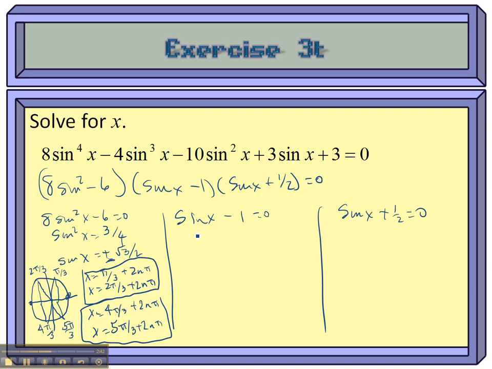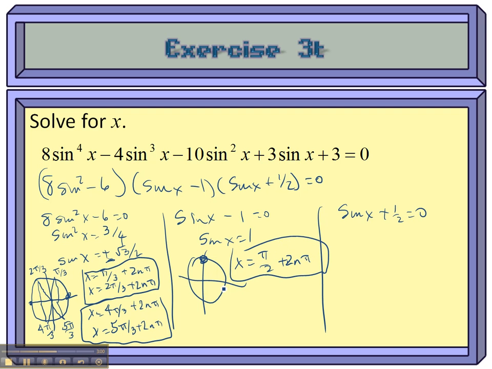Okay, in the middle one, add the 1 over, so sine x equals 1. Where's the y-coordinate equal to 1? Only right there, which is at pi halves. Add the period to it, 2 n pi. That's it. The other one, remember, is negative 1. It's not going to work.